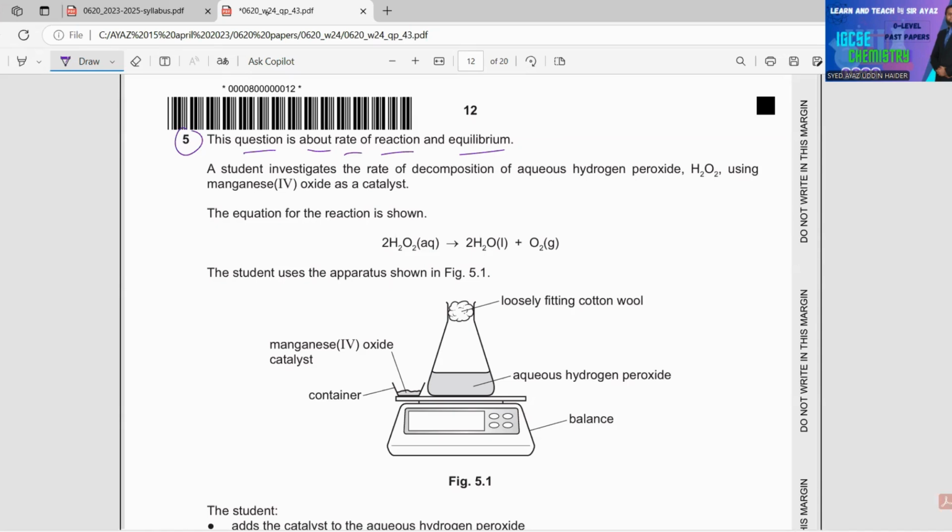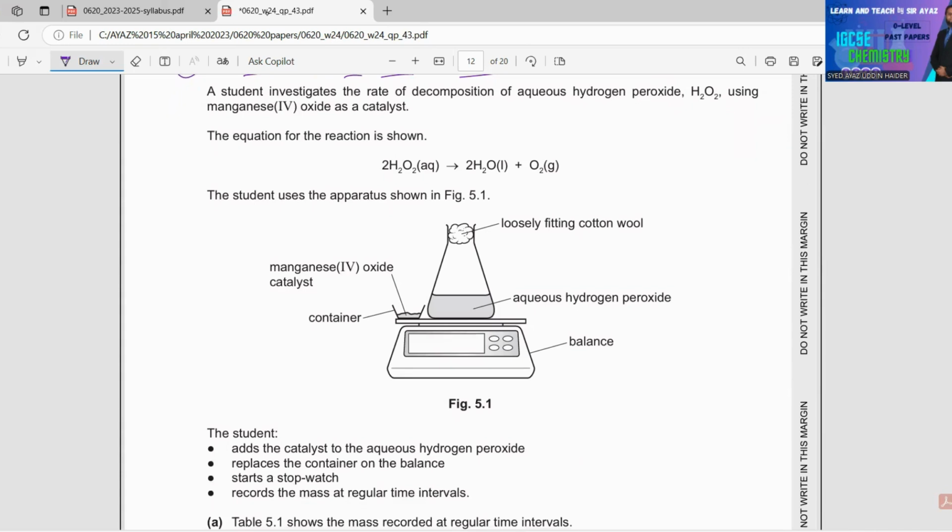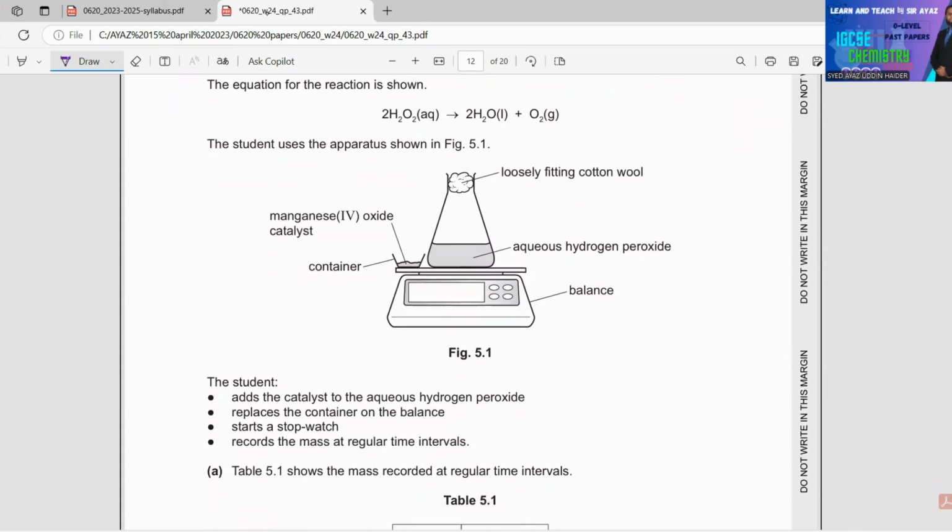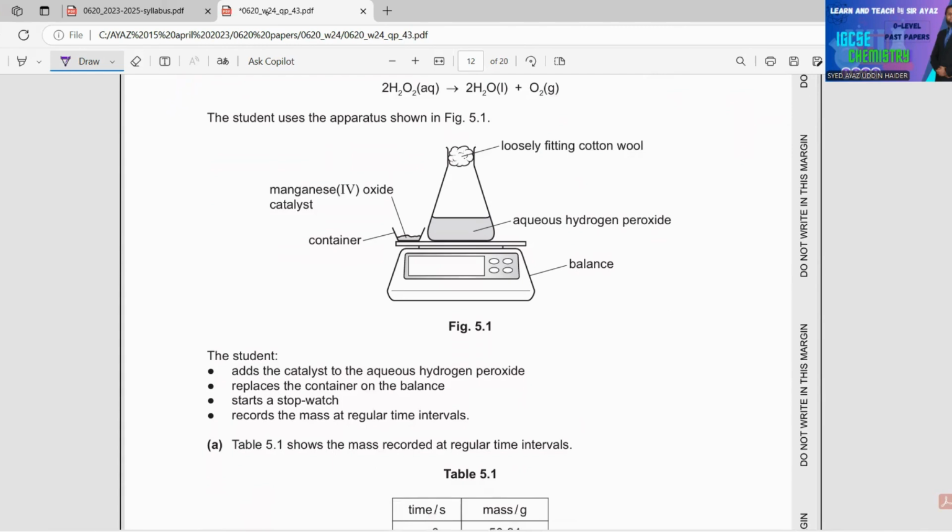You look at the figure, we have a balance here, aqueous hydrogen peroxide in the conical flask with loosely fitting cotton wool. And then we also have manganese 4 oxide, which is a catalyst, in a small container beside this conical flask. The student adds the catalyst to the aqueous hydrogen peroxide, replaces the container on the balance, starts a stopwatch, and records the mass at regular time intervals.